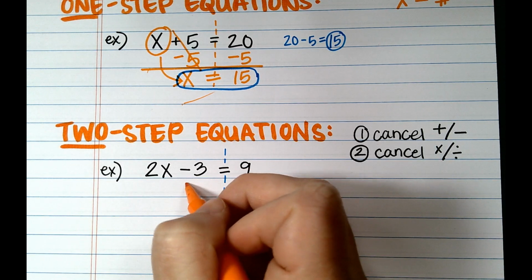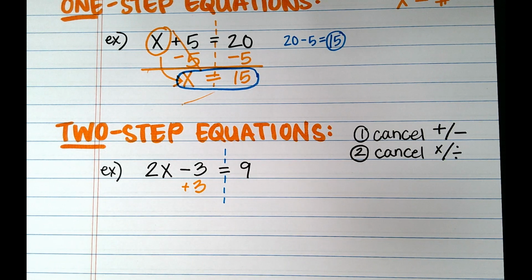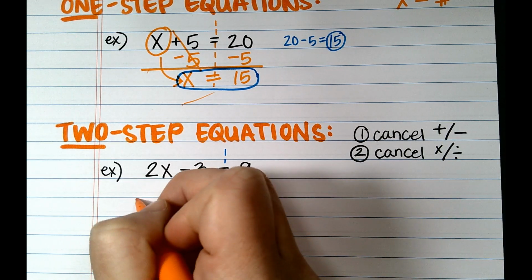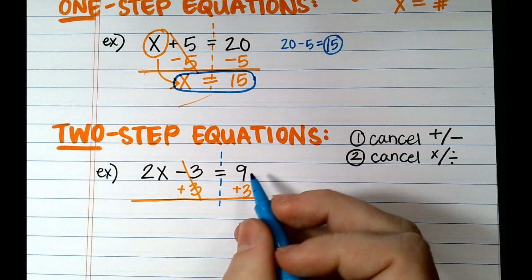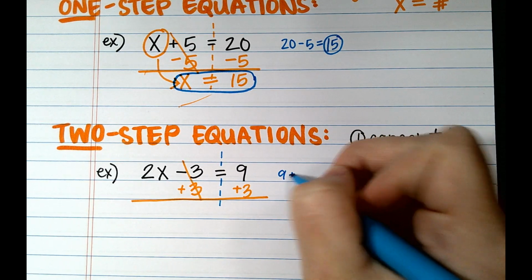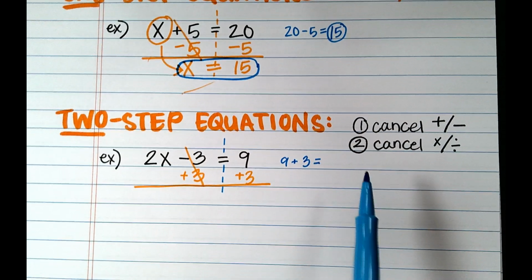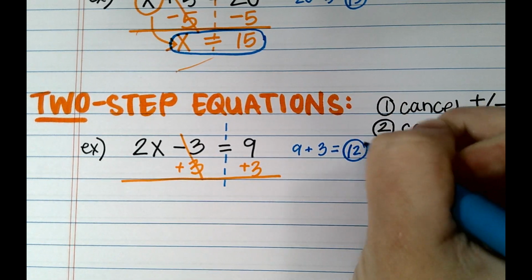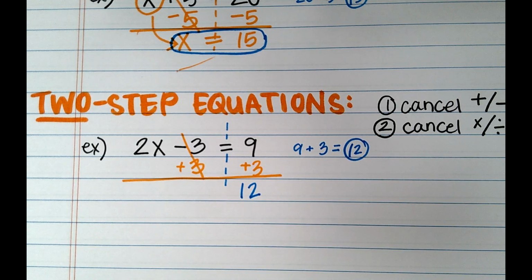So we're gonna do plus 3 on this side of the equation. Then you can take it off. And over here, plus 3. And I'm gonna start writing it out to the side. I know I'm gonna have to do 9 plus 3. And 9 plus 3, what is that? 12. So my 12 goes here. Now what else do I need to bring down? The 2x.